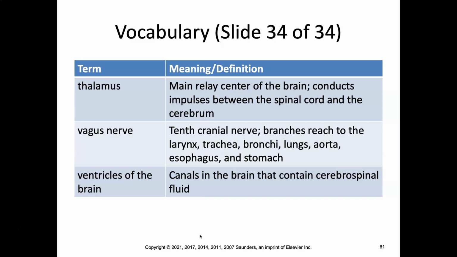Vagus nerve, that's a really interesting one. It's your 10th cranial nerve. It branches out to the larynx, trachea, bronchi, lungs, aorta, esophagus, and stomach. And there have been nerve stimulators developed for the vagal nerve and implanted to control it or help it behave the way that it's supposed to. So that might be an area that, if you're interested in, you can research as a vagal nerve stimulator.